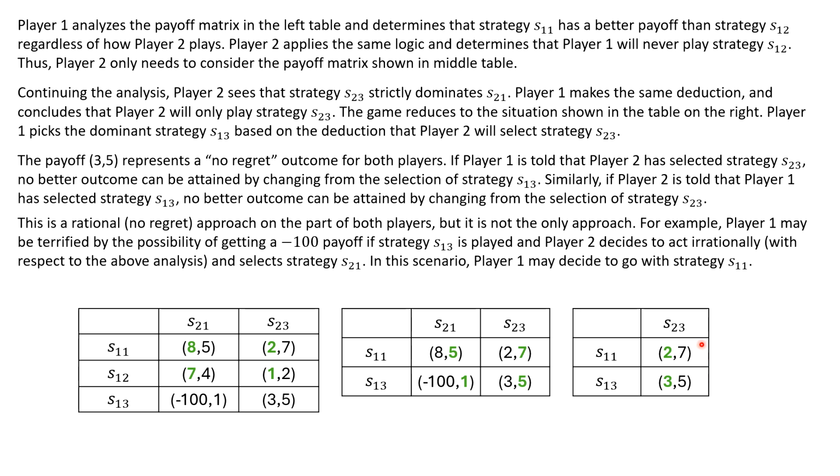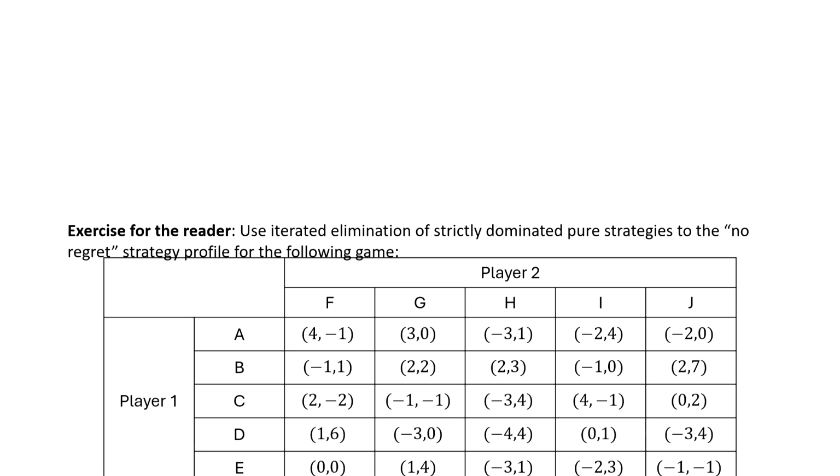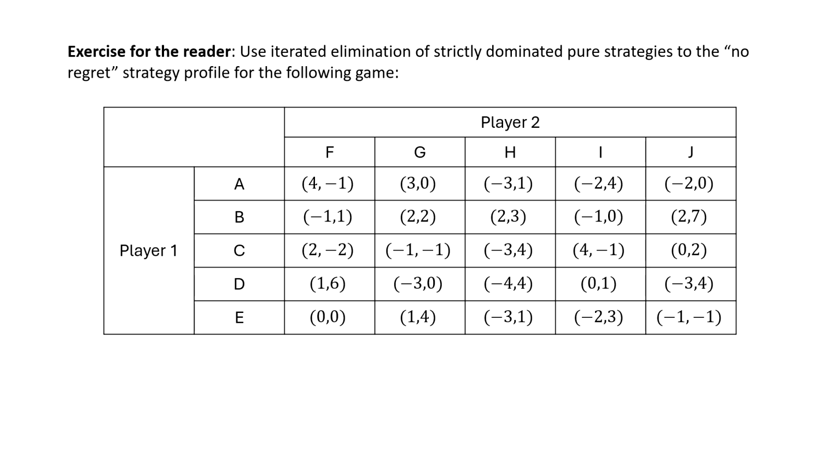And player 2 has only one choice, right? It's S2,3. That's all that's left. So 3,5 would be the no regrets solution in this case. But as we saw, it took several iterations to get to this point. I have an exercise for you. This is actually quite involved, but the process is straightforward. You want to eliminate the various rows and columns to eventually arrive at a no regret solution.